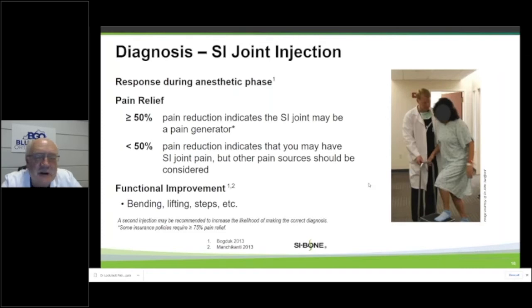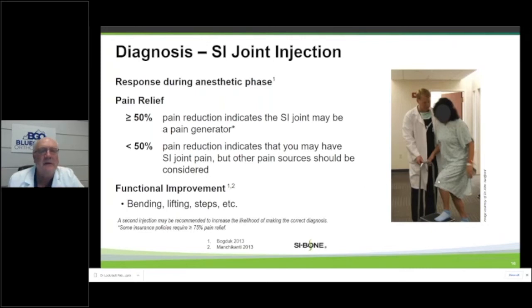Let's say the injection only relieved 30% of your pain. So if you had the surgery, you would only get 30% better. I probably wouldn't have surgery or an operation that would only make me 30% better. So the injection does two things. It tells you where the pain's coming from, and it tells you how much better you should expect to get should you need surgery.